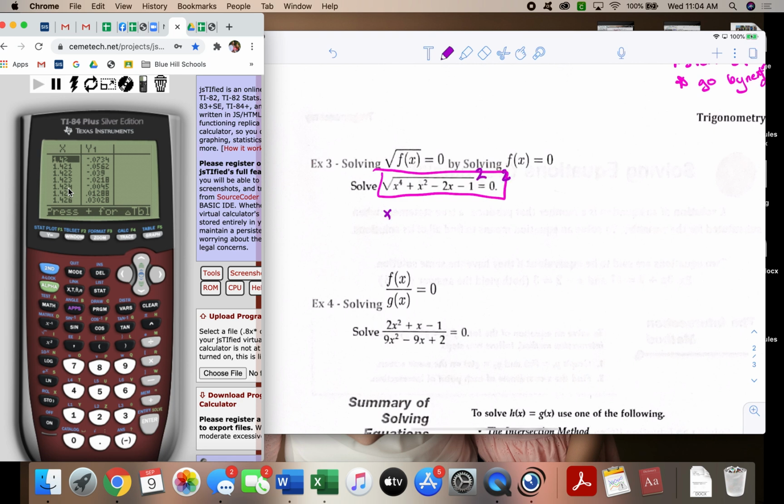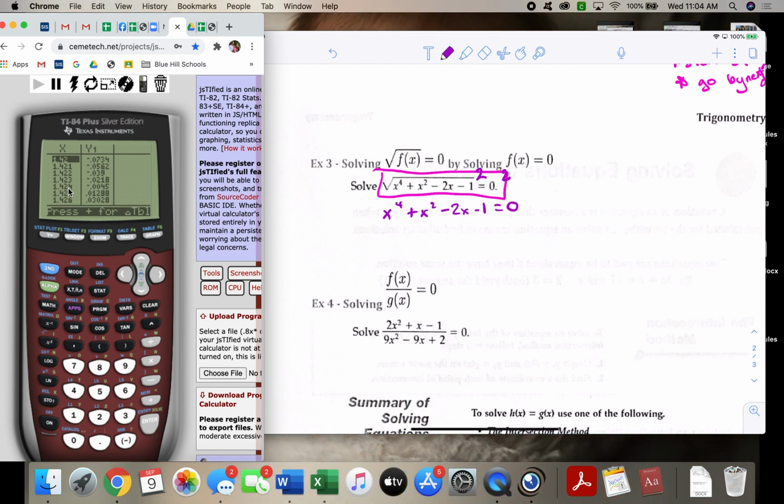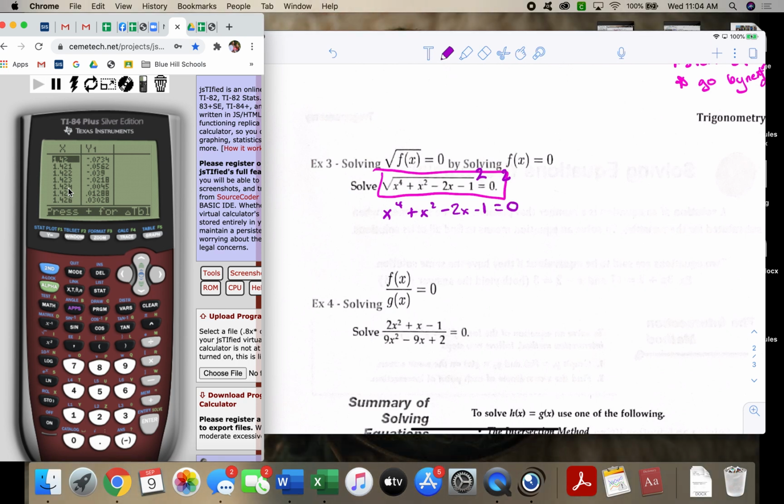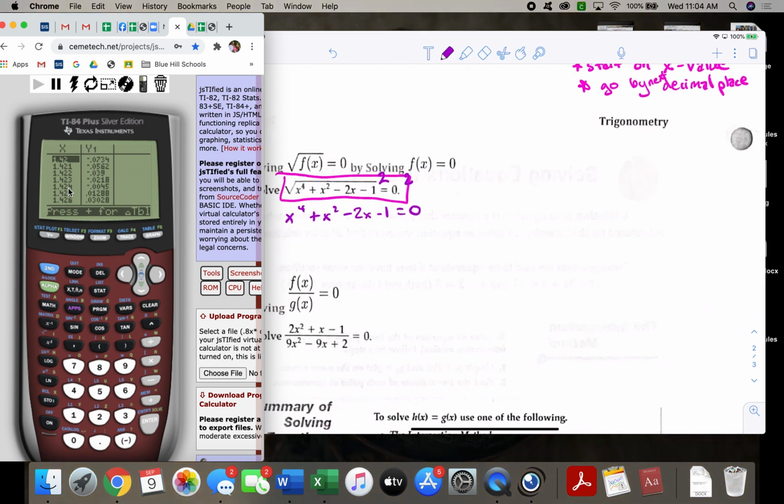So in my calculator, I don't have to type the square root in. I can just type this guy in, equals 0. 0 squared is still 0. So I can just type that guy in and then find where those x's are approximately. Make sense? Okay, should we practice on that one? MJ's like, no, I don't really want to, but we will.